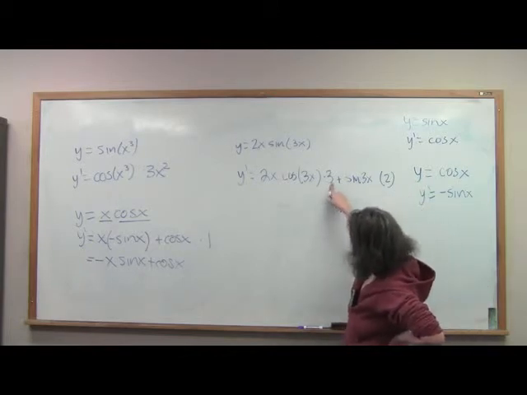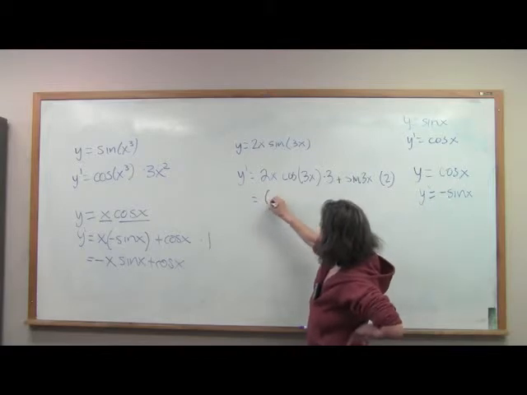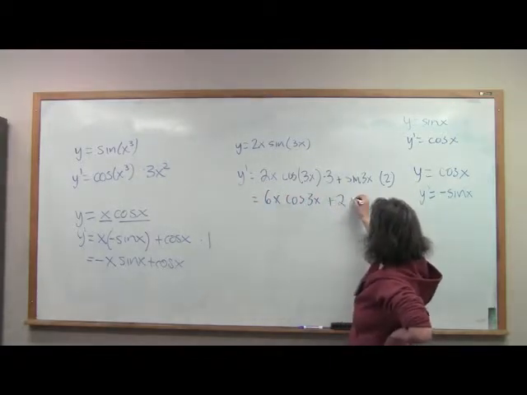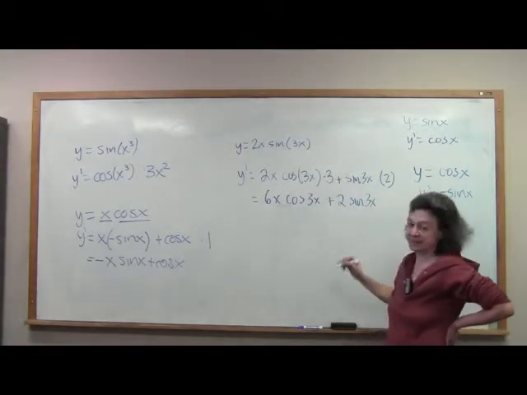So I'm just going to clean this up a little bit. 3 times 2x is 6x times the cosine of 3x plus 2 times the sine of 3x.